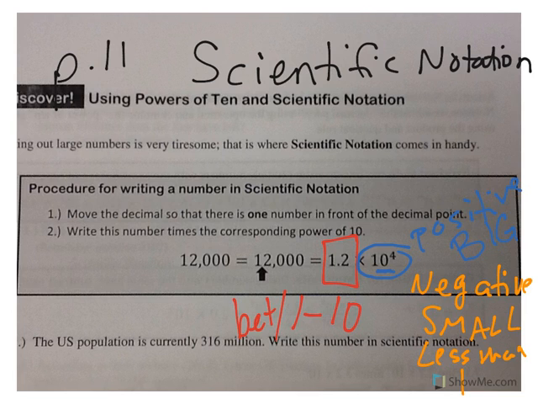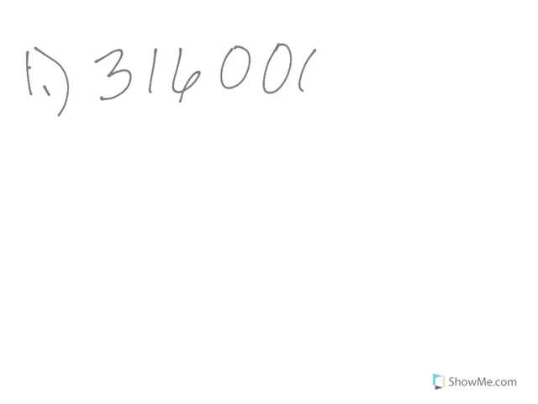All right, so let's go through a couple of these here on page 11. Number 1, U.S. population is 316 million. Well, first you've got to write that number in standard form. So 316 million. How many zeros is million? 6. So I'm going to add 6 decimal places. And because there's no decimal, it's automatically after the 6. There's 4, 5, 6. Now this is a number I want to put in scientific notation.